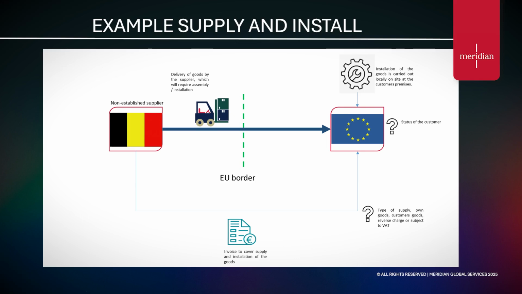Now, the rules for supply and install are a little different because the place of taxation is where the goods are installed. So in this example, we don't have an inter-community dispatch from the supplier and we don't file any EC sales lists, but instead, once the exchange of ownership takes place, we have a domestic sale.